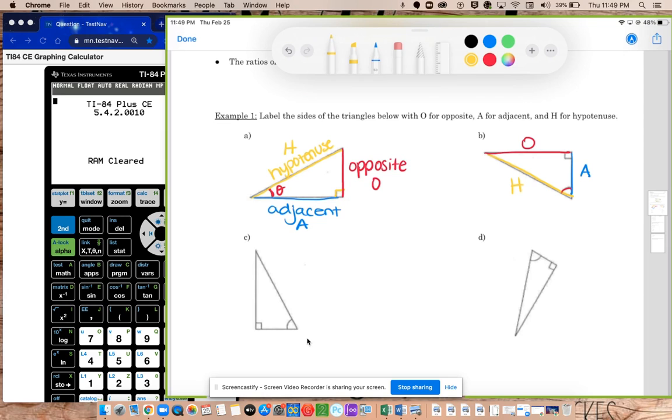All right, again, we see the 90 degrees, so across from that is the hypotenuse. Down here, our angle is marked. Across from that is our opposite side, or just O. And then touching the angle is our adjacent side. And one more time, across from the 90 degrees, our longest side is our hypotenuse. I see the angle is marked here, so across from that is the opposite, and touching the angle is the adjacent. So the hypotenuse and the adjacent form the angle.